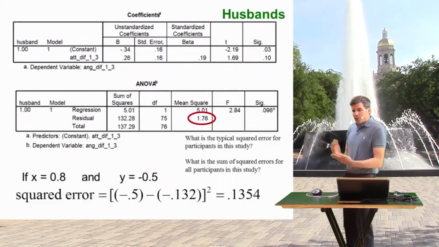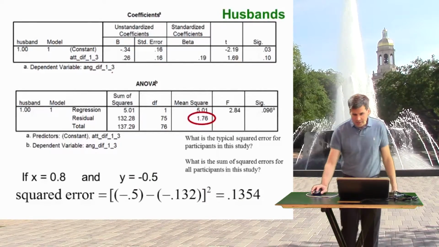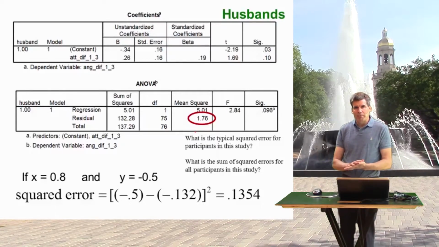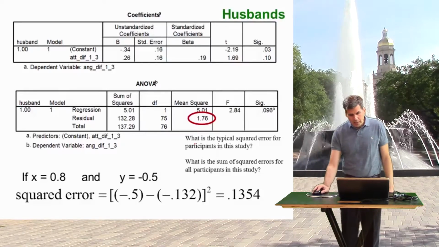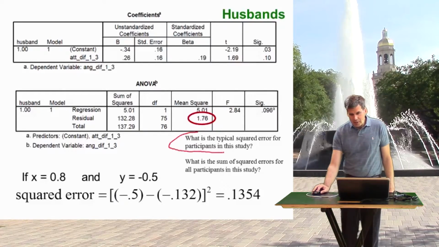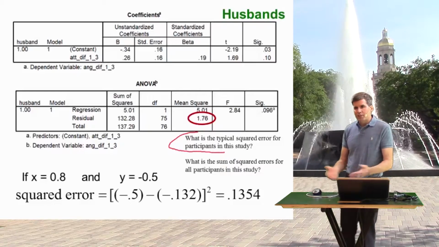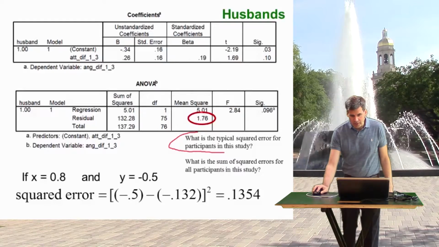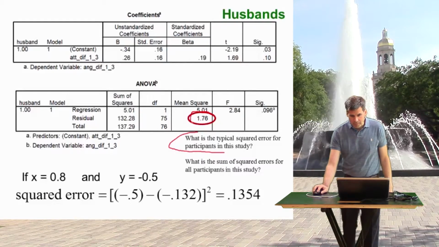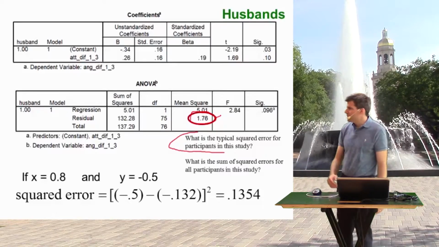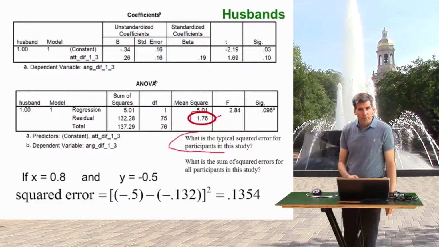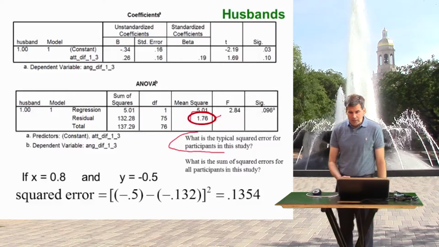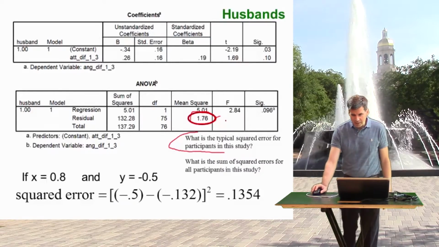Okay, let's ask a few more questions about squared error. We just calculated the squared error for one particular person in this sample. Now I'm going to ask, what is a typical squared error for participants in the study? On average, what is a usual squared error for most people? That's from our ANOVA table here: the mean squared error, or mean squared residual, is 1.76. That is the typical amount of squared error that people will make in the study.